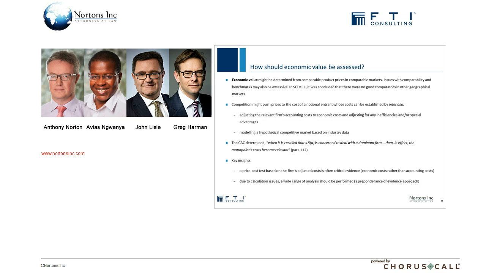So faced with those two alternatives, the CAC decided that when it was looking at Section 8A, which is dealing with a real, actual dominant firm, then in effect the monopolist's costs become relevant. And I think that they are relevant. Even if you look at CAC in Mittal, it did say it's the cost of a competitor under a notional competitive norm, but it then also goes on to say derived from the firm's own long-run average costs, but then adjusted for inefficiencies and special advantages.